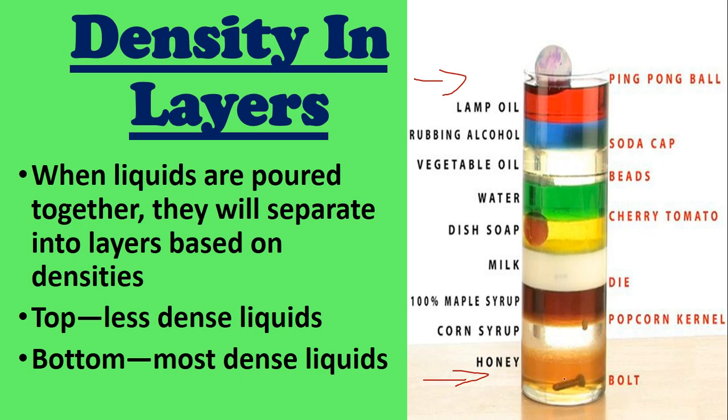So the honey is the most dense, so it's at the bottom. Lamp oil is the least dense, it's at the top, and they are layered based off their density. You also see objects in here and how they would react in different things. Not just can you compare an object's density to that of water, but if you know an object's density and a liquid's density, you can see if that object will sink or float in that liquid. So if you see here a popcorn kernel, its density is more than lamp oil, rubbing alcohol, vegetable oil, water, dish soap, milk, and maple syrup. So it sinks through all of them. But its density is less than corn syrup, so it's going to float on it. And same thing for honey.